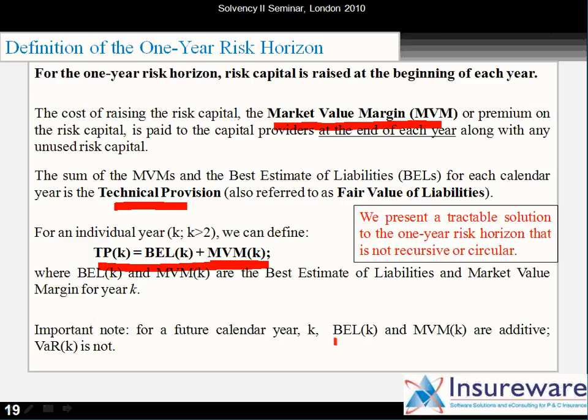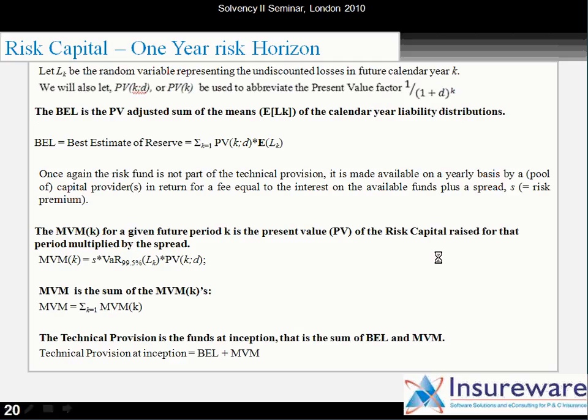Now, BELs, means, and market value margins are additive. Our solution to the 1-year risk horizon is tractable and also non-recursive. It's not circular, contrary to a lot of other views. There's no circular argument here, as you should see. These are a little bit of definitions.